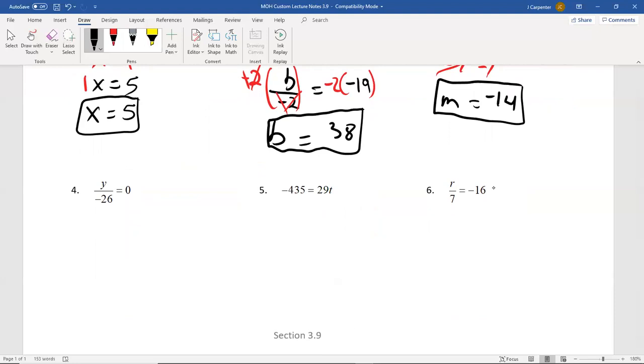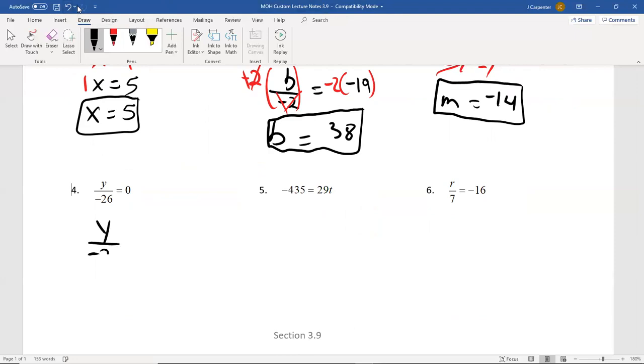All right, number 4. Now we got time. Okay, number 4, y divided by -26 equals 0. So again, not even focusing on the equals 0 side, just the y divided by -26. Well, that's a division. The opposite of division is multiplication. So we got to multiply both sides.